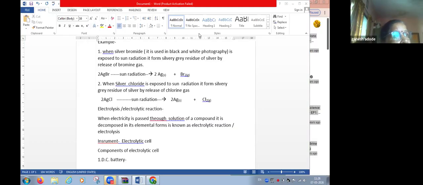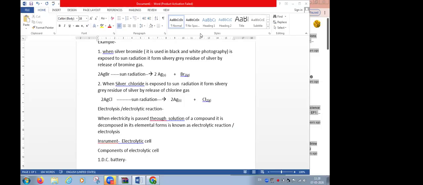D does not stand for dry cell here. It is the direct current battery. There are two types of electric current: one is alternating current and the second is direct current. The electricity we get from a battery is called direct current, and the electricity supplied to our homes by MSCB is called AC.